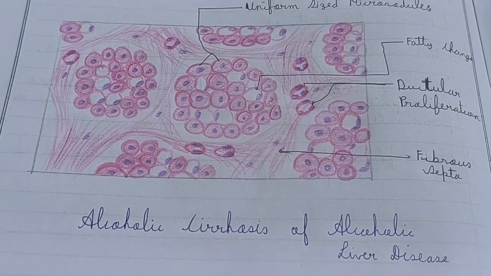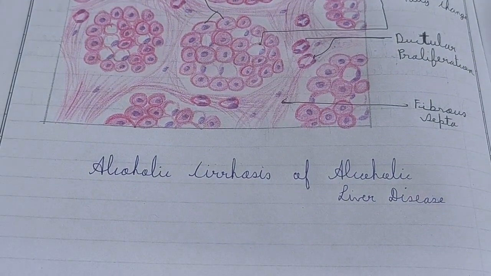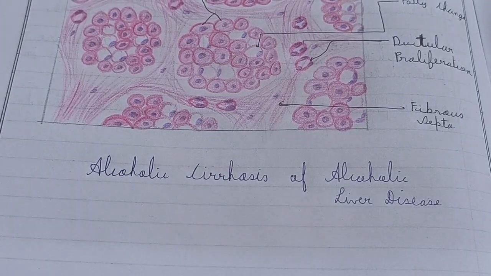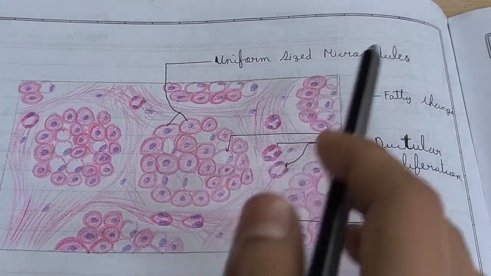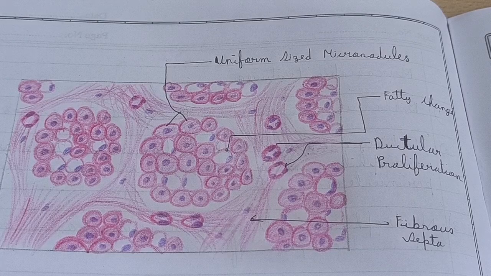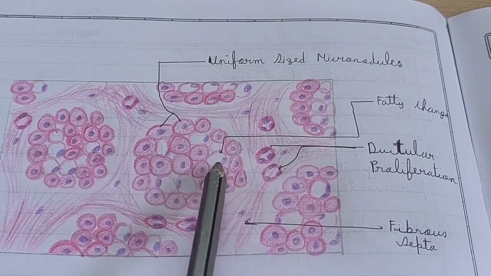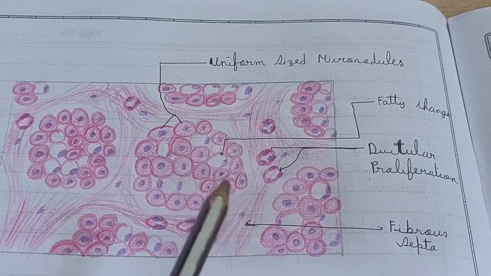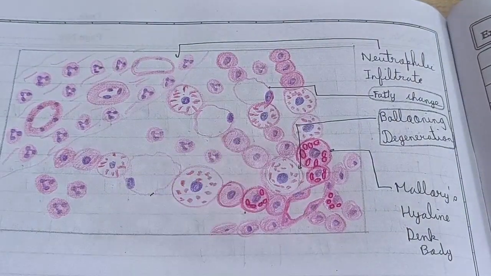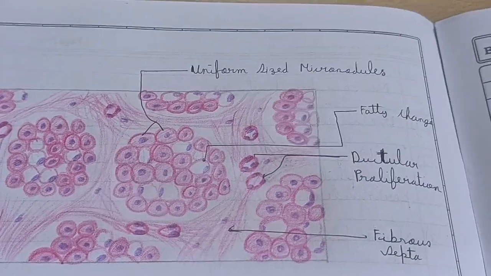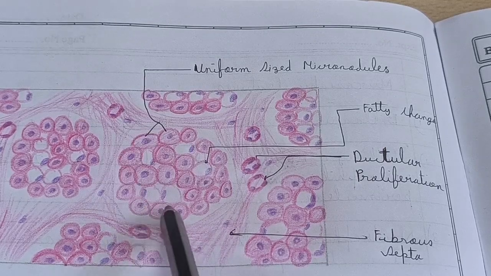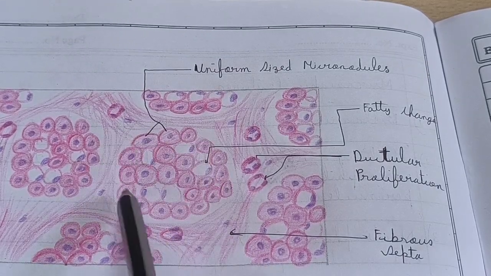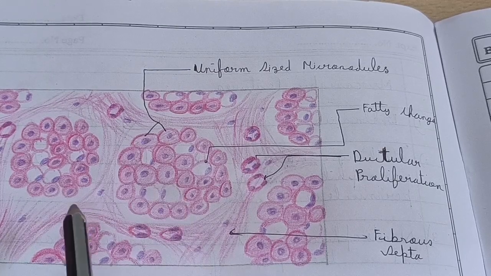Now this is the third stage of alcoholic liver disease, that is alcoholic cirrhosis, and these are the histopathological structures. Here you can see that the hepatocytes are not arranged in the form of rows as in the previous one. In this case, the hepatocytes are converted into nodules and arranged in the form of nodules.